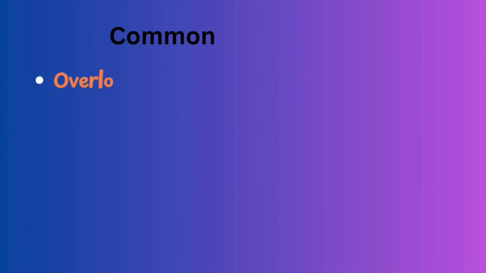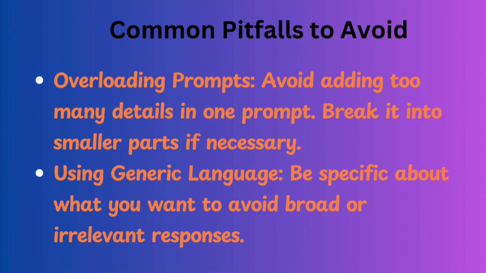Now, the common pitfalls to avoid: overloading the prompts. Avoid adding too many details in one prompt. Break it into smaller parts if necessary. Using generic language: be specific about what you want to avoid broad or irrelevant responses. Again, the practical tip for you: test multiple versions of a prompt and compare the results. This will help you learn how small adjustments can lead to significant improvements. Next, we will explore practical examples to demonstrate these techniques in action. Let's continue.